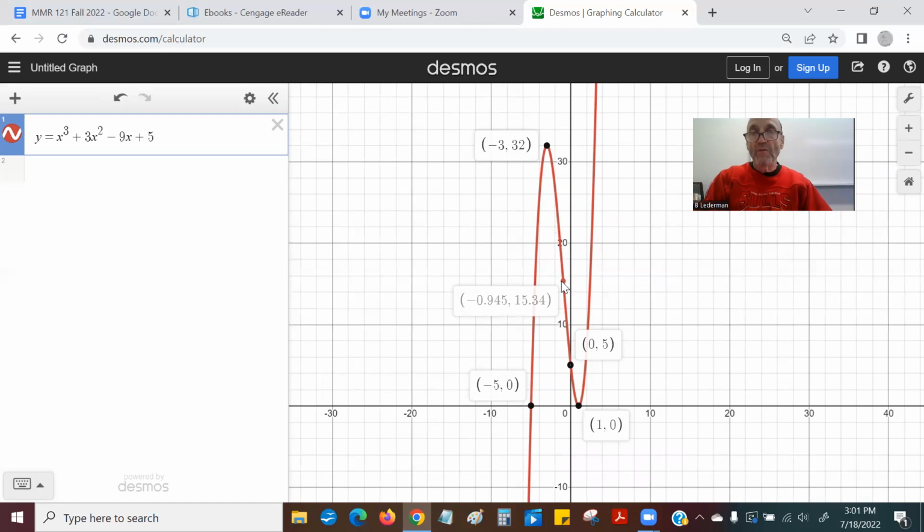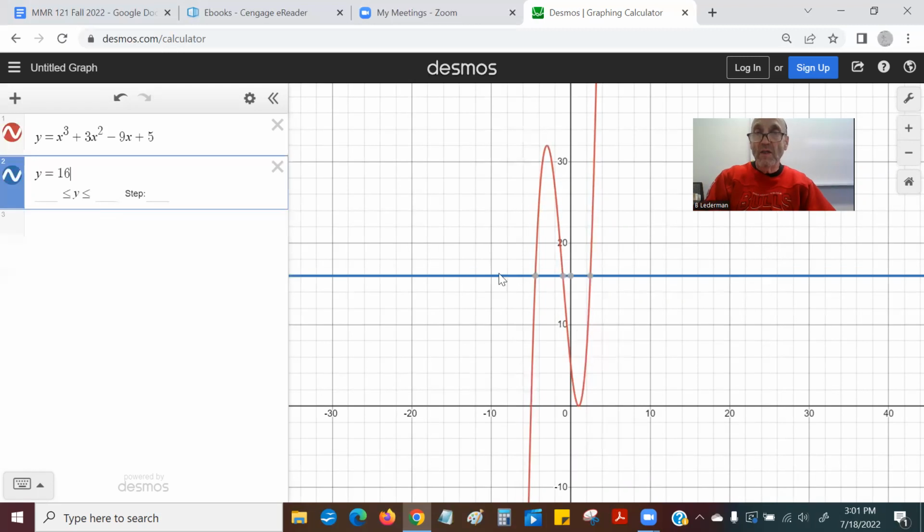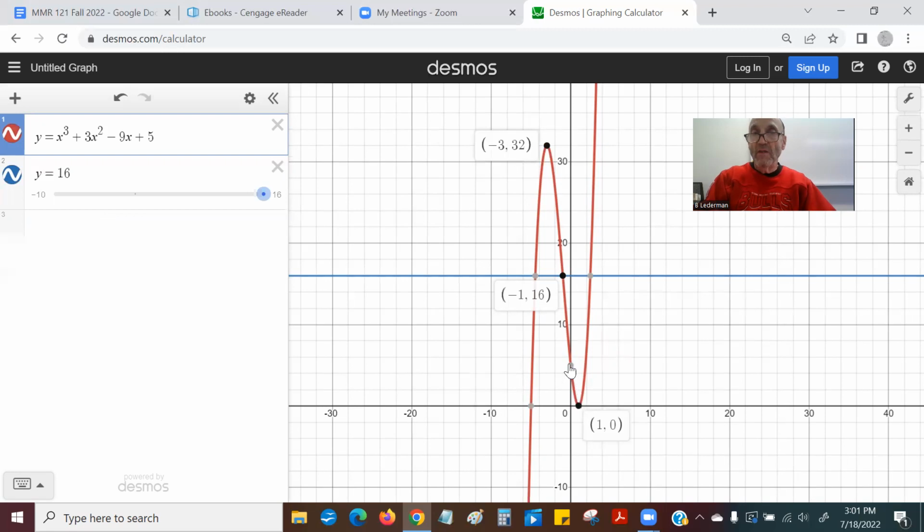If you want to actually find the point of inflection, the best way is I'm just going to type in y equals 16, and you'll see that it intersects at x equals -1. So that's the point of inflection. I just want to show that -1, 16 is on my graph. That's the max. That's the min. That's the y-intercept. That's the x-intercept. Other than that, it looks pretty much like we said it would be. So there you go. Okay, everybody, that's this example.